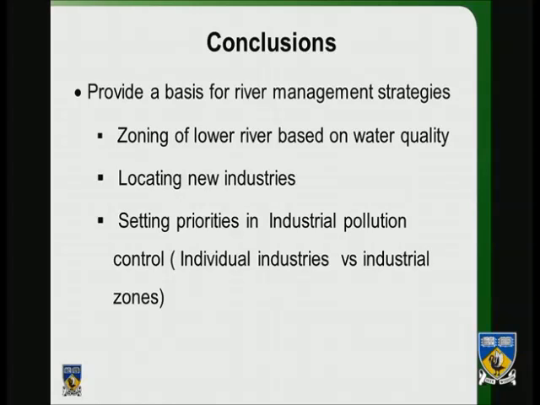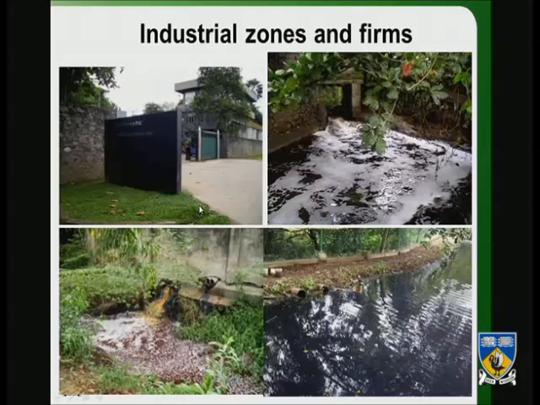Actually, if the transfer coefficients are very low, they can locate some industries over there. And they also can see the major threat is from industrial zones, not individual industries. So setting priorities in industrial pollution and monitoring has some impact. They can use this information for their management purposes.